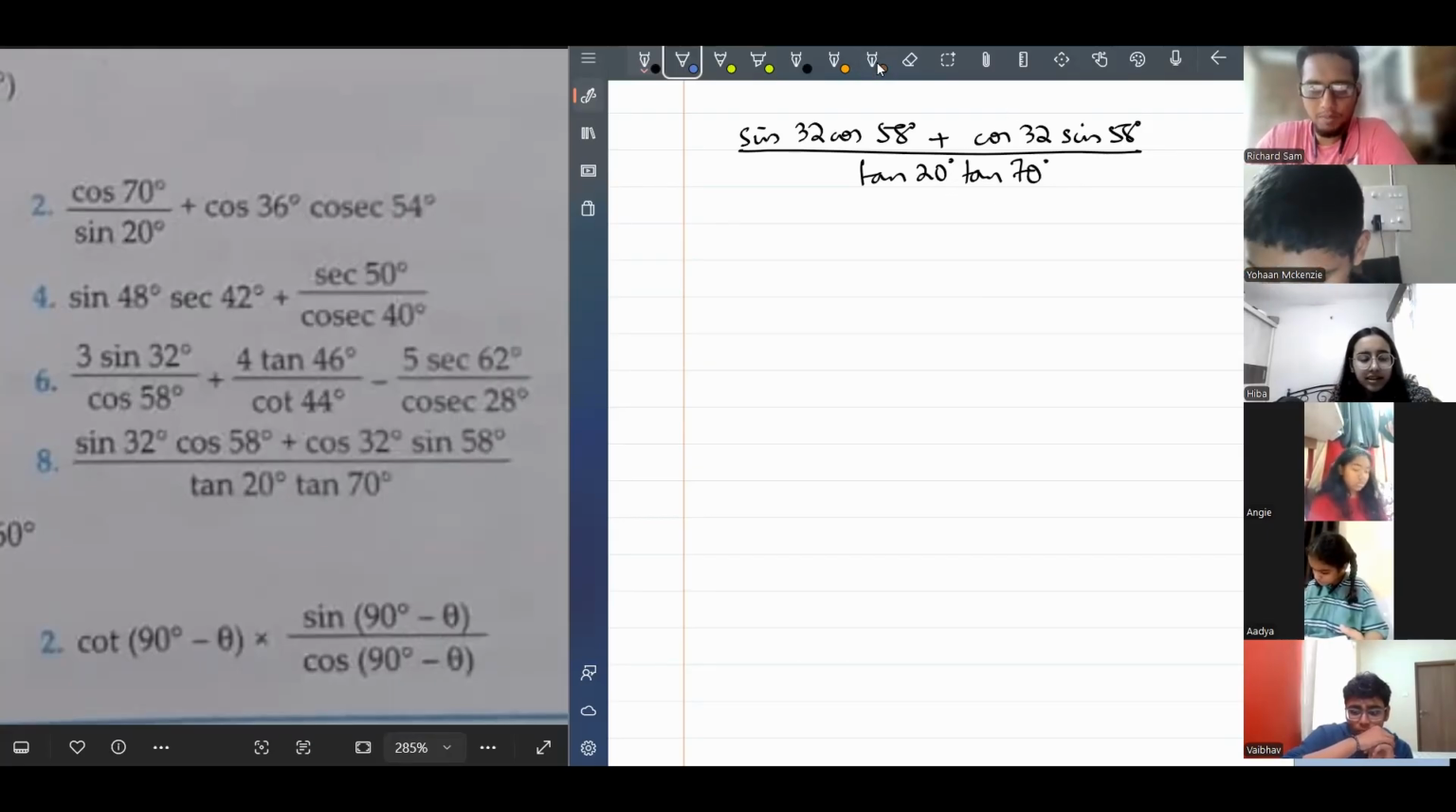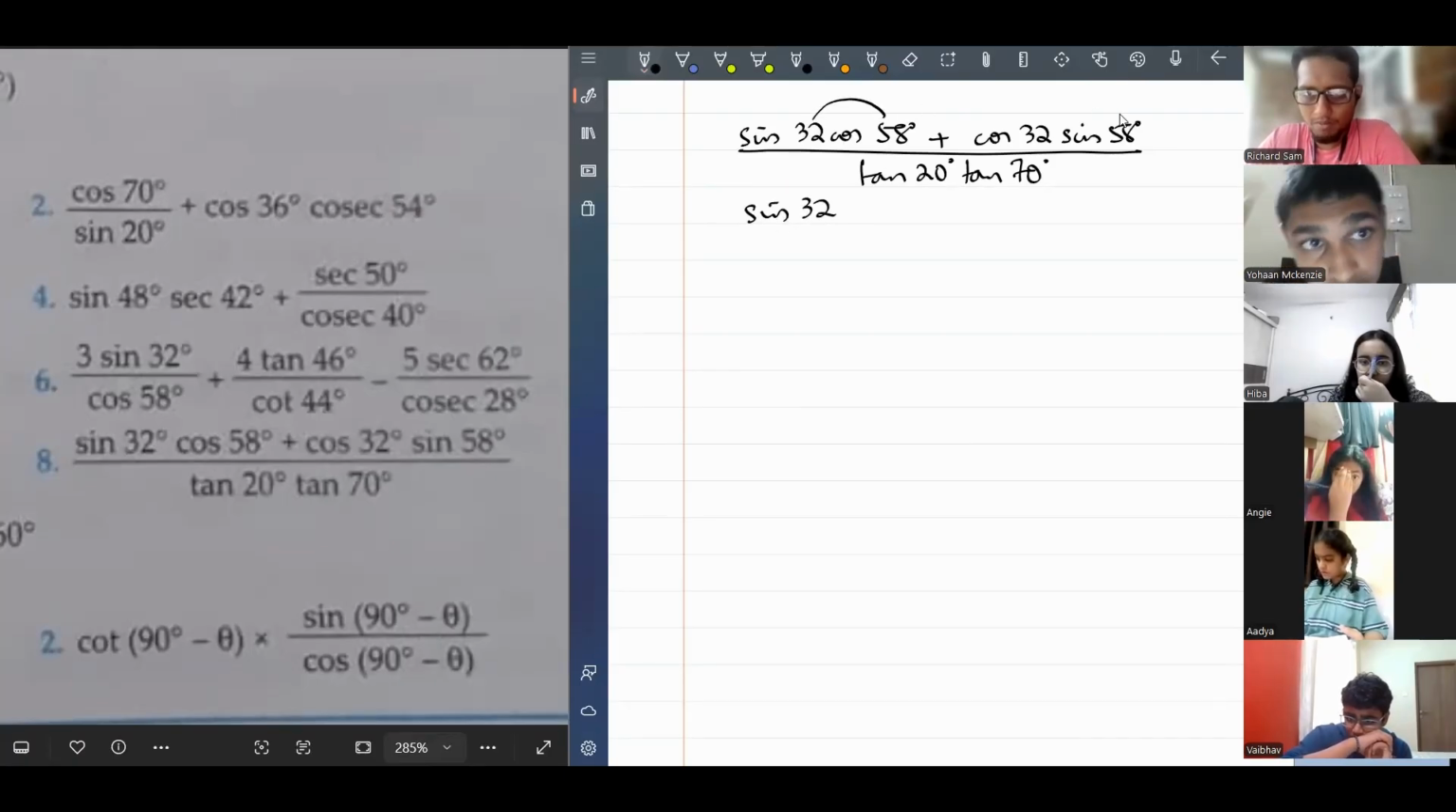So we have already seen this. Is the answer 1? Yes, sir, I got the answer as 1. Yes, it's 1. Okay. So what did you do, Hiba? Tell me. You made the first two numbers same. So sine 32 and the cos 58 will become what?